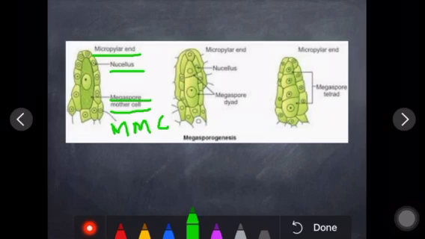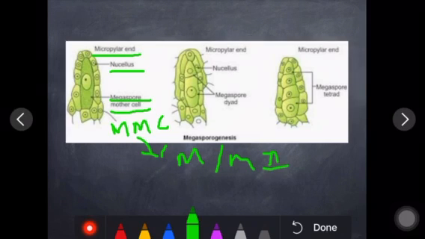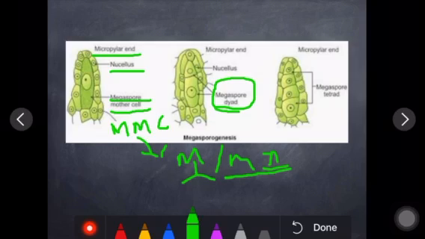So the megaspore mother cell will further undergo division, right? It will proceed with meiosis first and then meiosis second. The result of meiosis first is that it will form two daughter cells. Here you can see there are two megaspores, so we have mentioned megaspore dyad. The meaning of megaspore dyad is that two megaspores are there. Further, when they undergo meiosis second, we will see 4 megaspores. How many total megaspores are there? 4. So it is called megaspore tetrad.